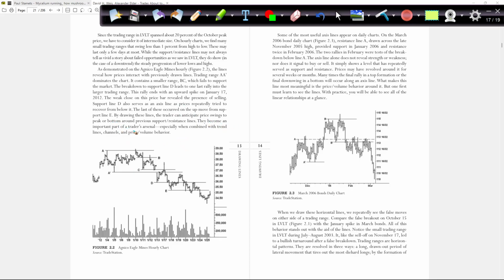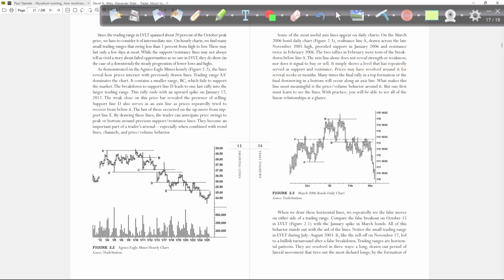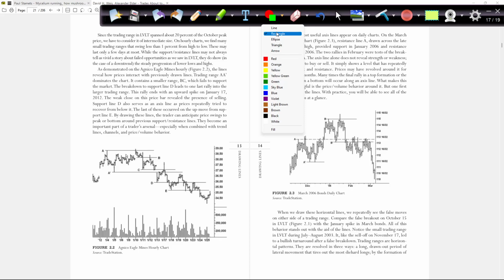They become an important part of a trader's arsenal, especially when combined with trend lines, channels, and price volume behavior. Now, some of the most useful axis lines appear on daily charts. On the March 2006 bond daily chart, figure 2.3, resistance line A is drawn across the late 2005 high. So we are drawing this line.